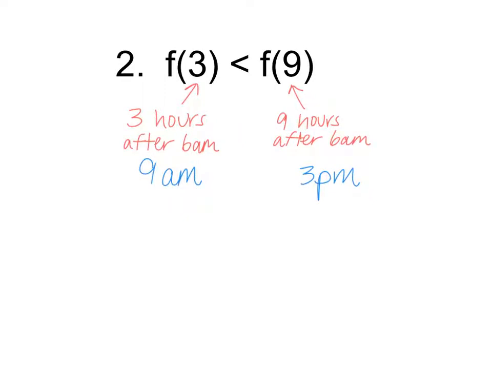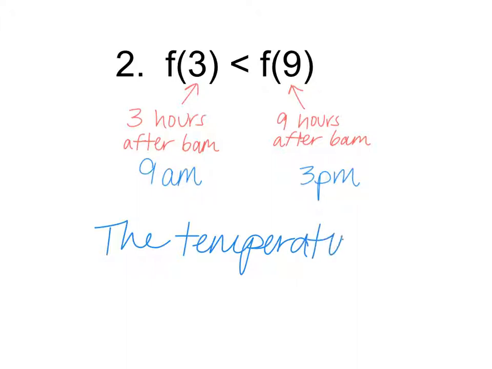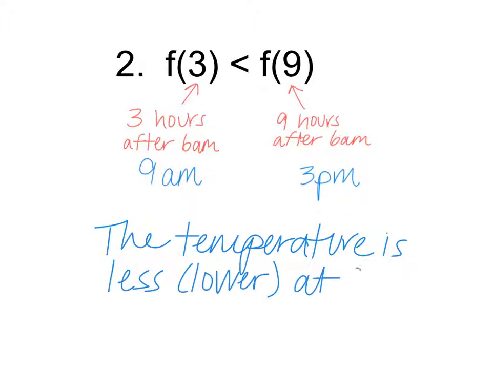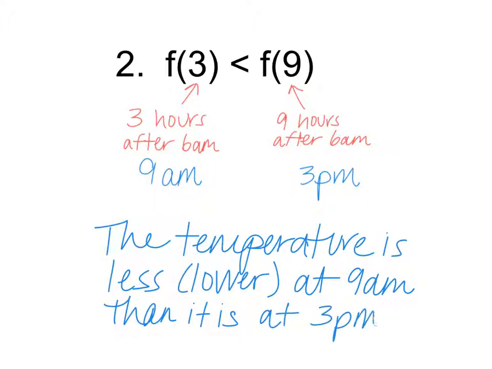So if you read this, it's saying the function at 9 a.m. is less than the function at 3 p.m. We're talking about temperature. So the temperature is less or lower, right, at 9 a.m. than it is at 3 p.m. So your temperature ends up rising just like it normally does during the day.